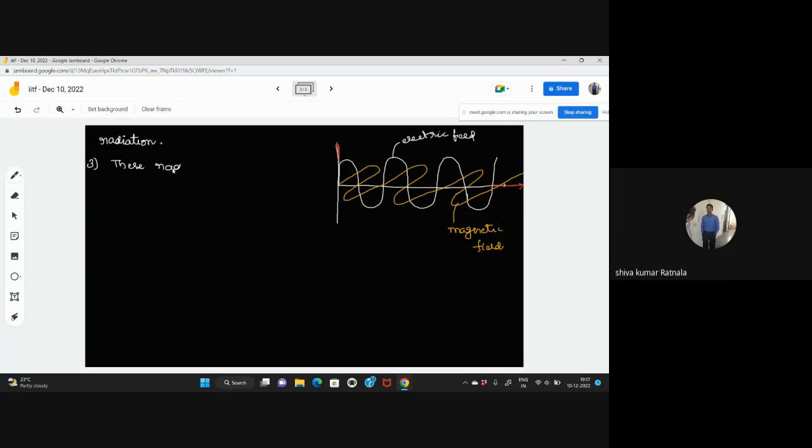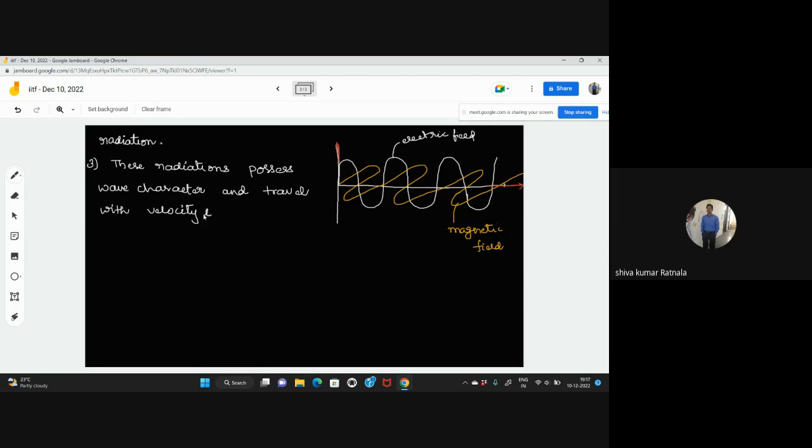Whatever radiations we are getting, as they have electric as well as magnetic behavior, these radiations are called electromagnetic radiations. These radiations possess wave character and travel with the velocity of light.